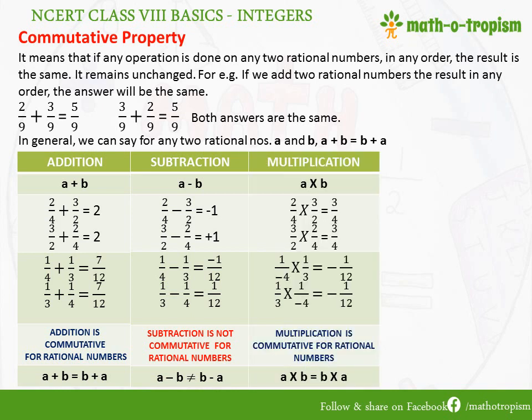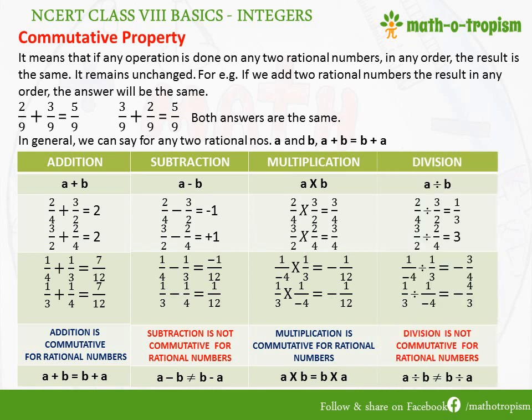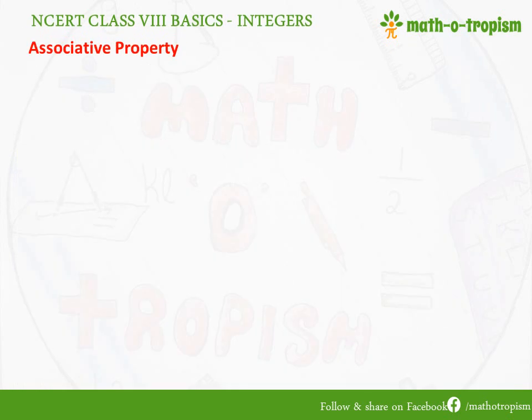Again, when we take multiplication, we get the same answer. Similarly, for division, we get the reciprocal answers. That means 2 by 4 divided by 3 by 2 will give me 1 by 3, but when I put 3 by 2 divided by 2 by 4, I get 3. So when you notice, the answers are the reciprocal of each other. Hence answers are not the same, and hence division is not commutative for rational numbers. As a result, when we consider the commutative property, rational numbers are commutative only under addition and multiplication.